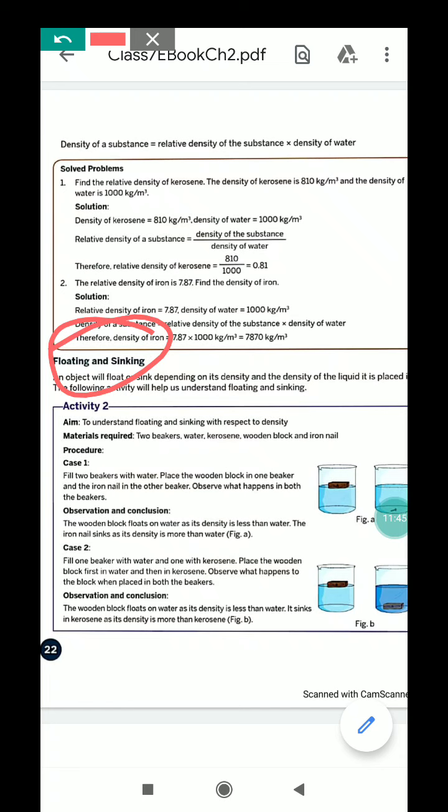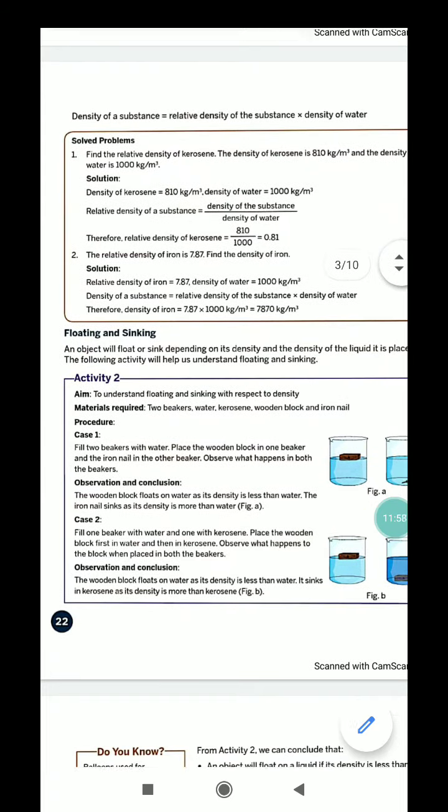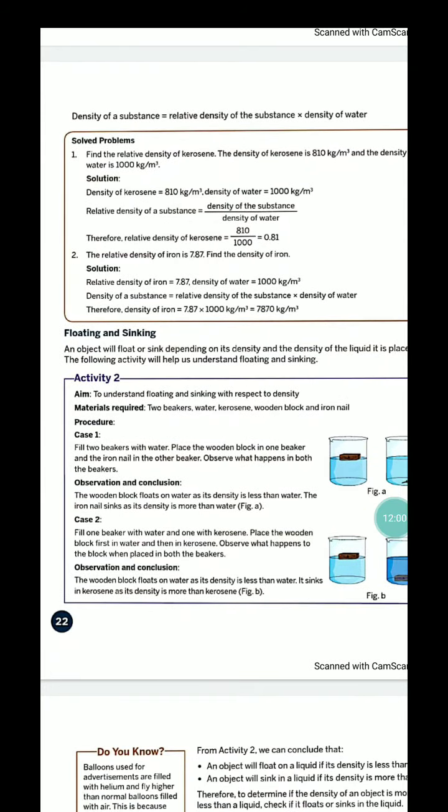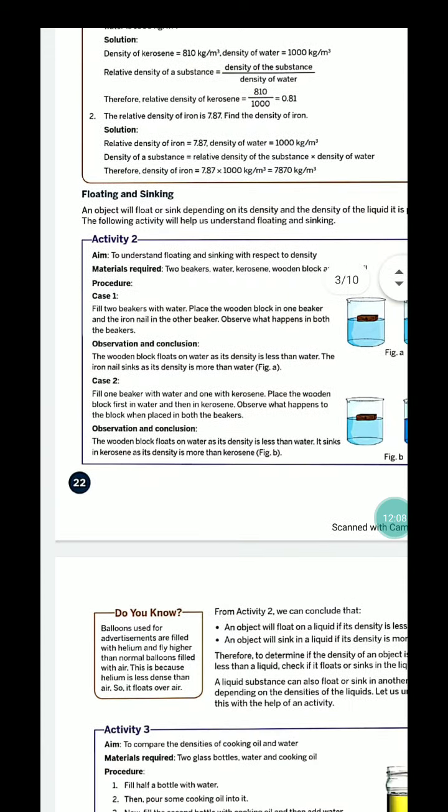As we know, some objects float on water and some sink in it. An object will float or sink depending on its density and the density of the liquid it is placed in. The following activity will help us to understand floating and sinking. So you have to read this activity number 2.